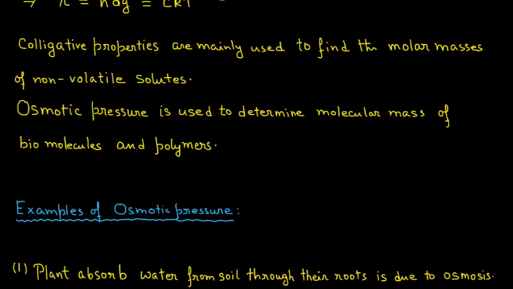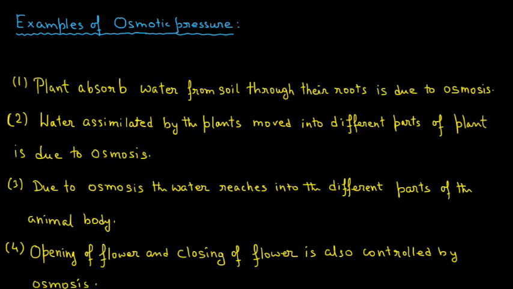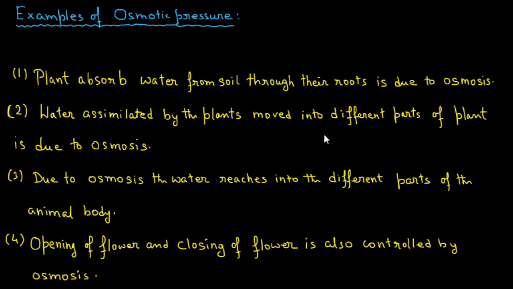Now we'll study examples of osmotic pressure. Plants absorb water from soil through their roots due to osmosis. The water assimilated by the plant moves into different parts of the plant due to osmosis. Water reaches different parts of the animal body also, so it reaches the different parts of animals as well as plants. Fourth one, opening of flower and closing of flower is also controlled by osmosis.